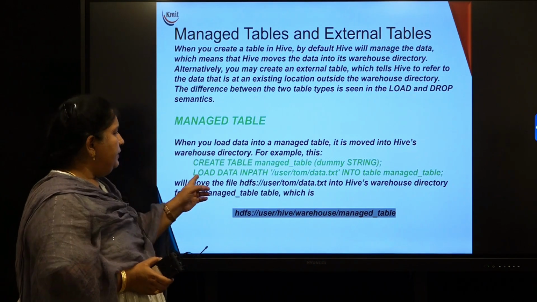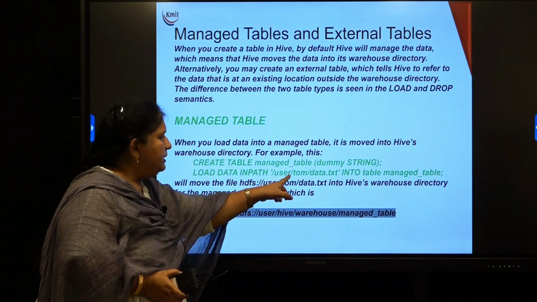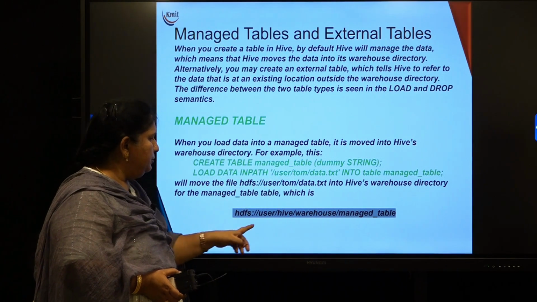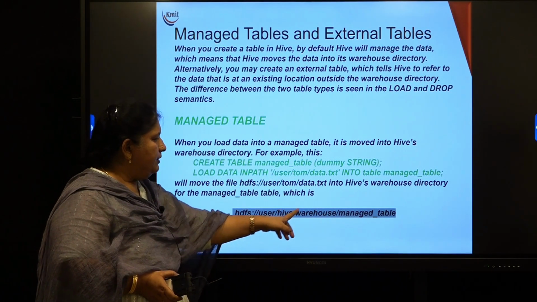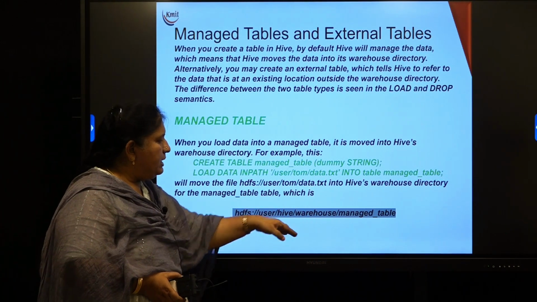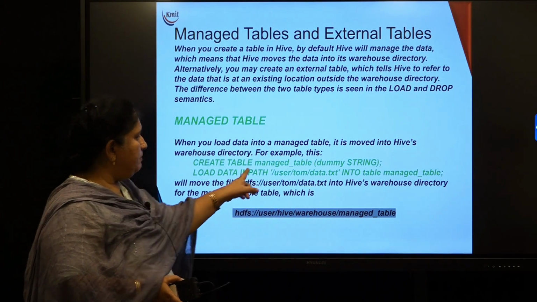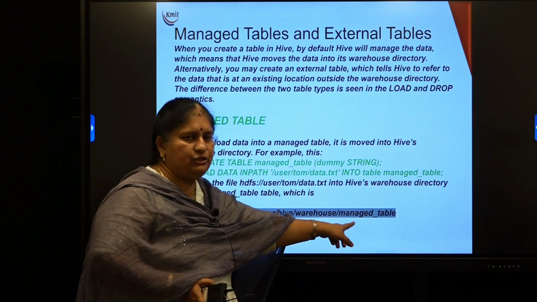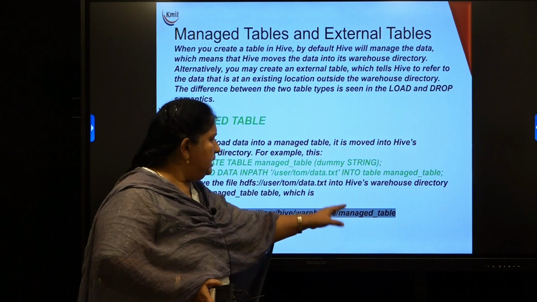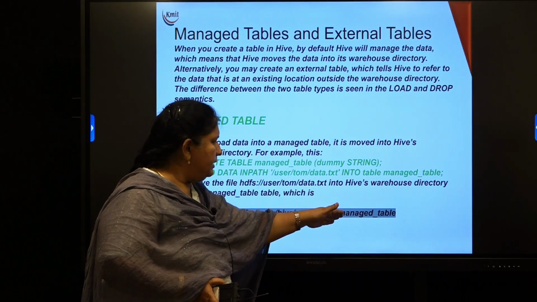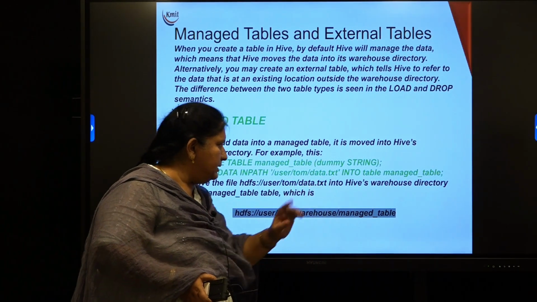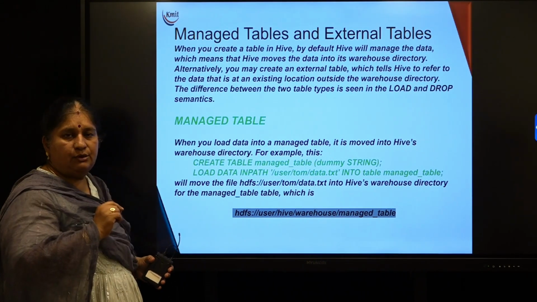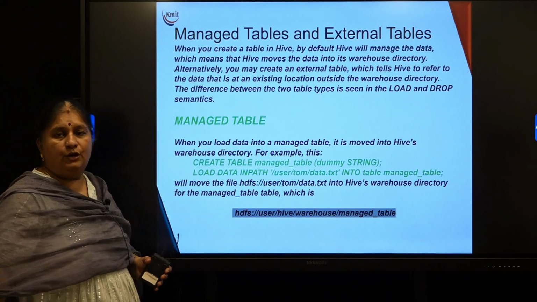Now, whenever you try to load this from this folder, the file data.txt will be moved into user Hive warehouse. Now under warehouse, it will create a folder by the name of this table. What is the name of this table? Managed underscore table. So in this folder, it will put the file data.txt. So if you go to user/tom and try to list out data.txt, you will not find the file.